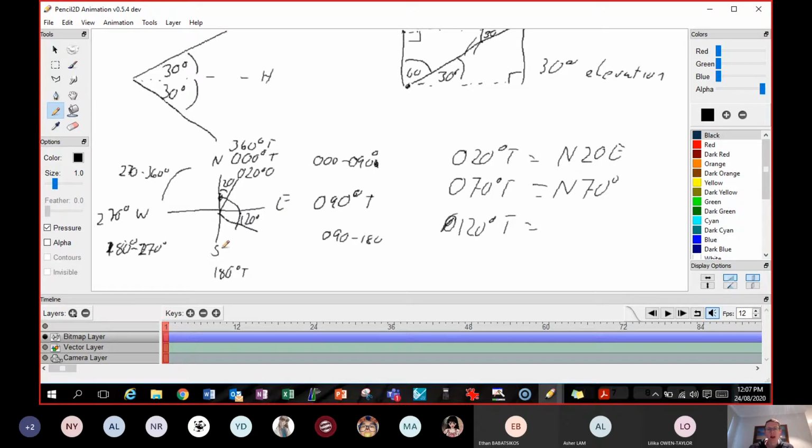So how far is this from the south? Well, it's 120 degrees from here. But you've got to remember, this inner angle here would be 30 degrees because it's 90, right, plus 30 would make 120. So from the south, we're actually 60 degrees. So that's going to be south, 60 degrees to the east. So for example, if I had an angle of 200, that's over here, that would be south, 20 degrees to the west.